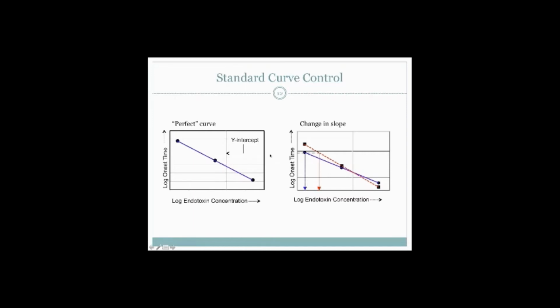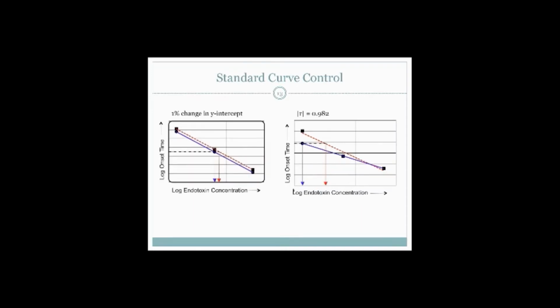If I look at my interpolated value off of the red standard curve, you can see I get a higher value. The onset time of the sample hasn't changed, but the standard curve has changed. And so my increase in endotoxin, as determined by this red arrow down here, has nothing to do with the sample, but everything to do with this change in the standard curve.